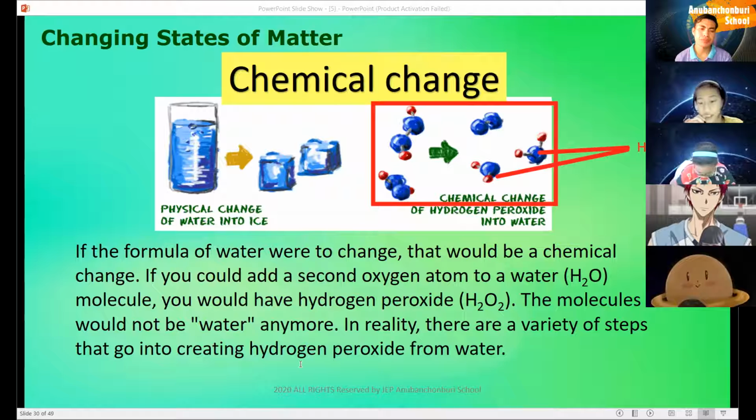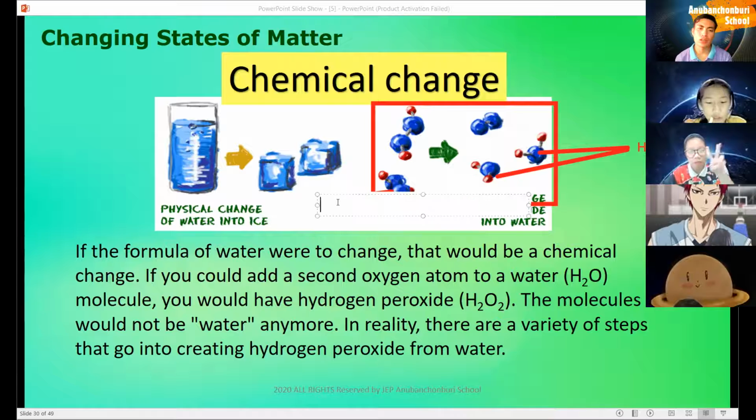And what about this? How many hydrogen can you see? Two. And how many oxygen can you see? One. How many oxygen can you see?